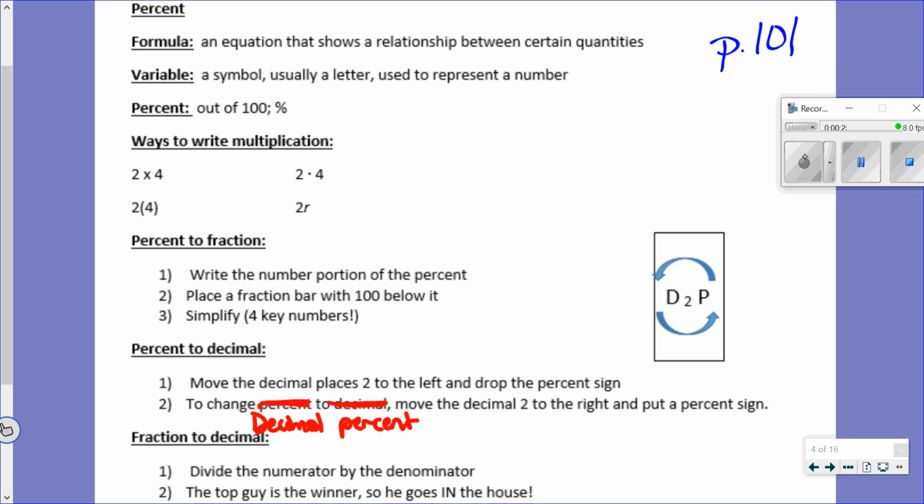The first one is a formula. A formula is a very useful mathematical tool. It is an equation that shows a relationship between certain quantities. In math, we have many different formulas that we use on a consistent basis. Basically what's happened is mathematicians a lot smarter than me have figured out certain relationships that always happen, and they put them into formulas.